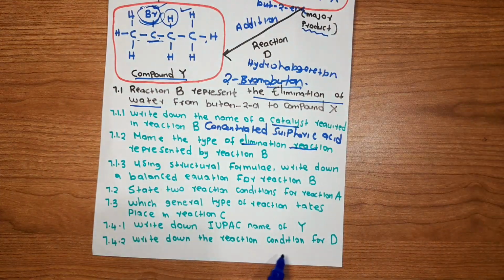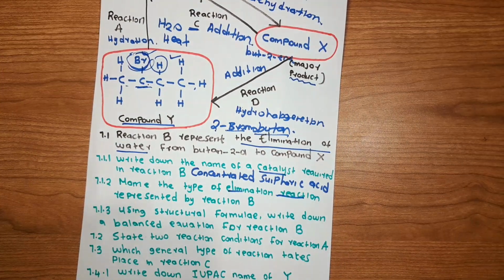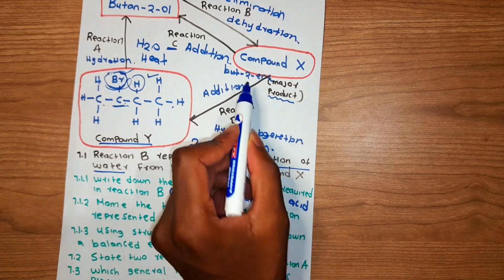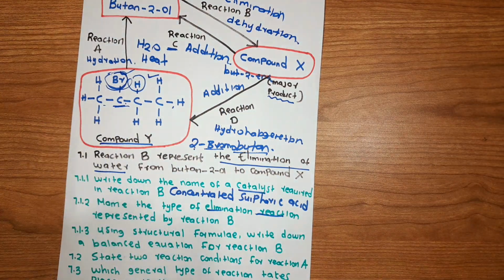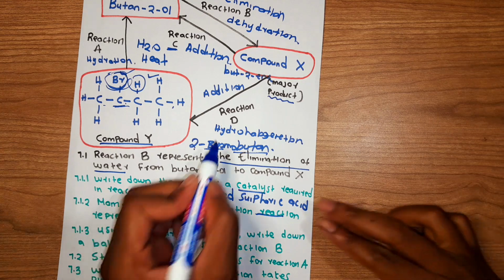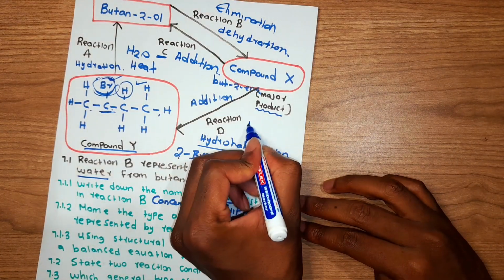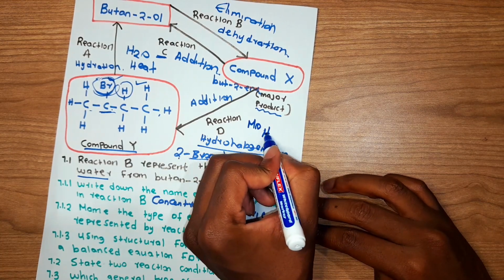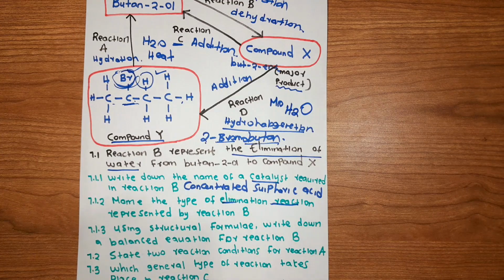Write down the reaction condition for D. What is the reaction condition for D? And by the way, this is very important. This is a tricky question for most people. When you are moving from an alkene to a haloalkane, that is the addition of hydrohalogenation. Every time you hear about hydrohalogenation, know that there must not be water. There must not be water within. So just know that there must not be water.